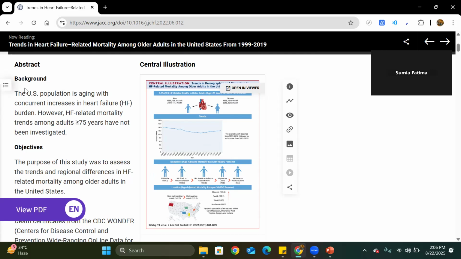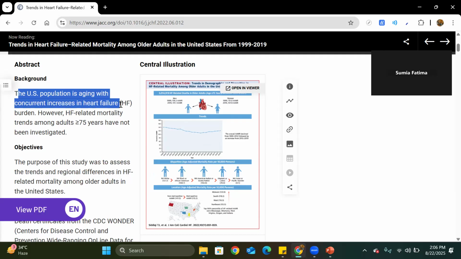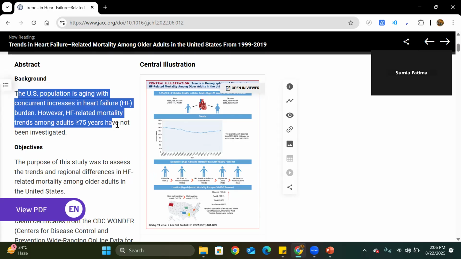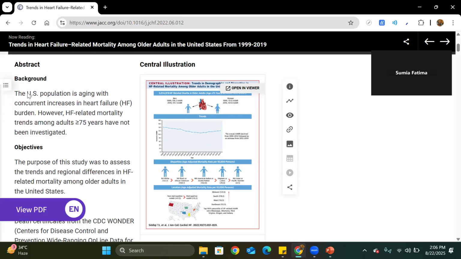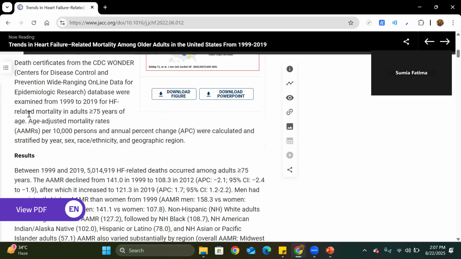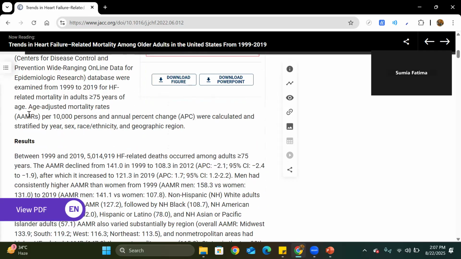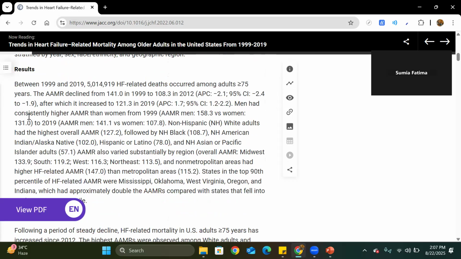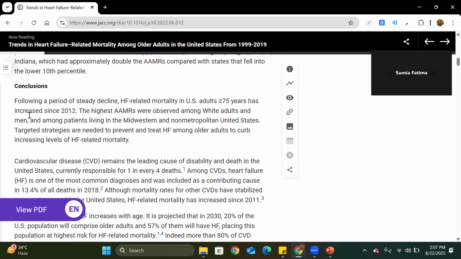Here we can see that in the introduction, in the background, the US population is aging with concurrent increase in heart failure burden. However, the heart failure mortality among 75 years have not been investigated, and that's why they are investigating it. Just a single two-liner explanation of why they have done this research. And then the objectives and then the methods. Methods are mostly the same for all CDC WONDER analysis. And then results, they have focused on the results the most, and then the conclusion.